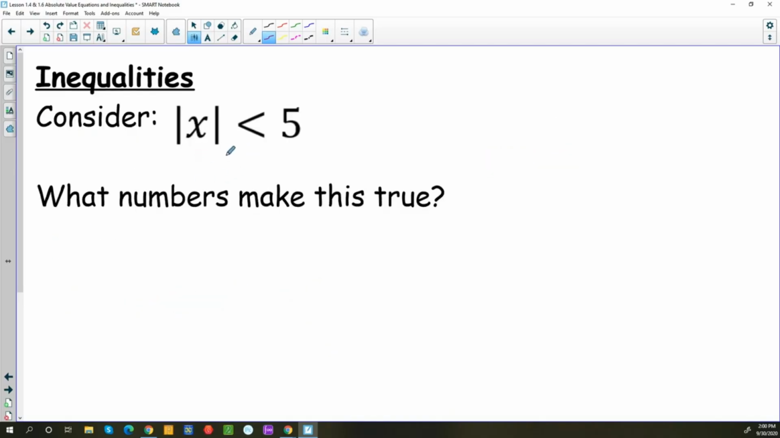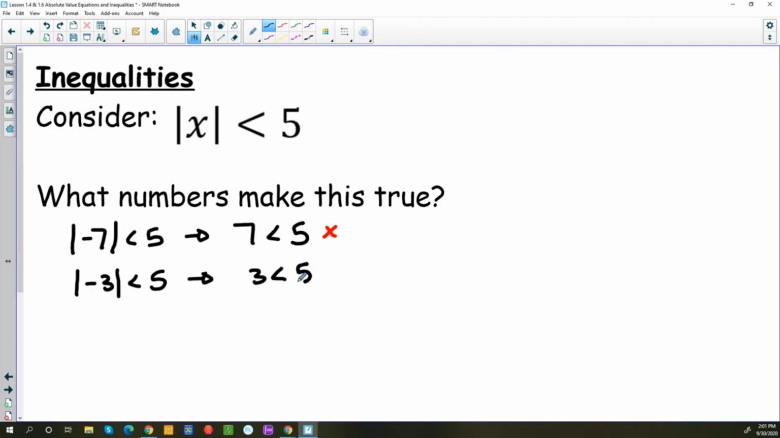So now what happens if we have the other situation? So we dealt with greater than 5 in the last one. What happens if we deal with less than 5? So let's do a few checks, right? So we checked -7 last time. Is 7 less than 5? Nope. What happens if we check -3? Is 3 less than 5? Yes.